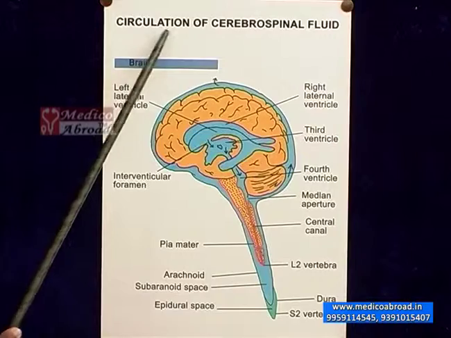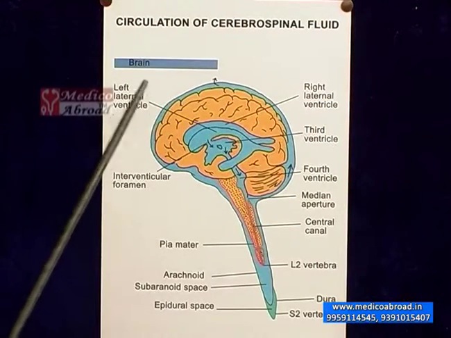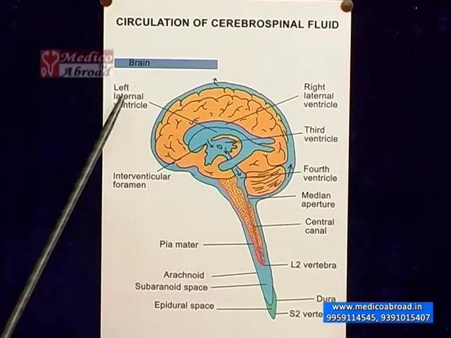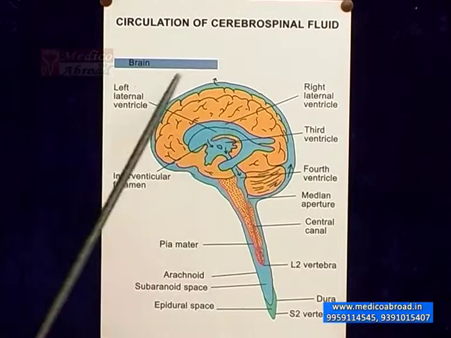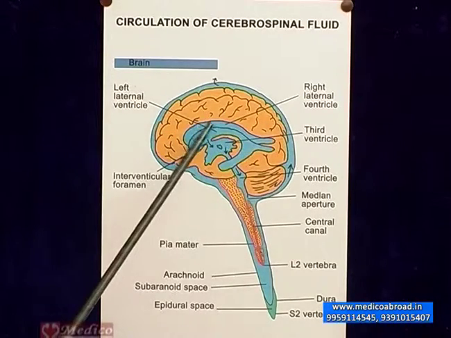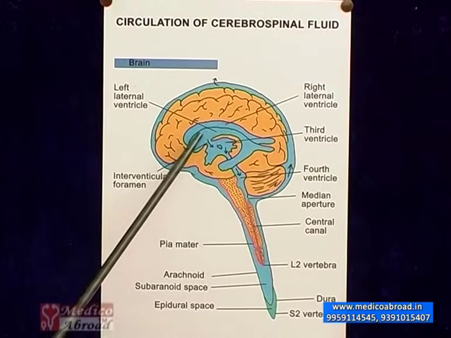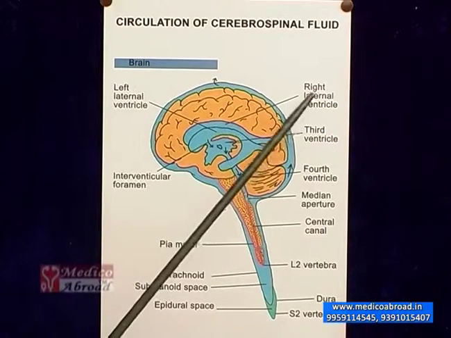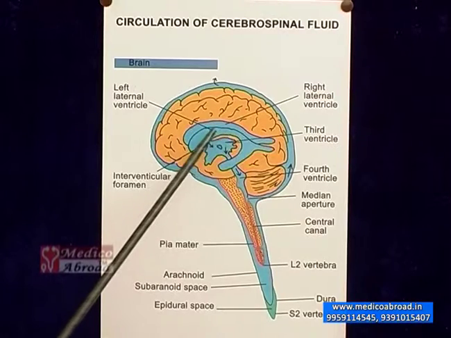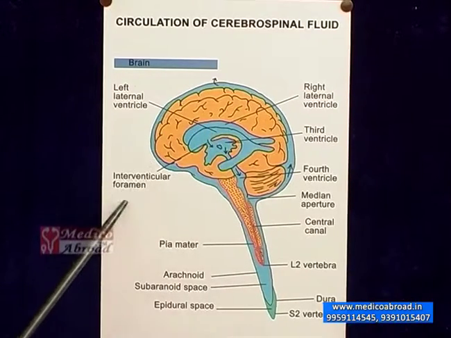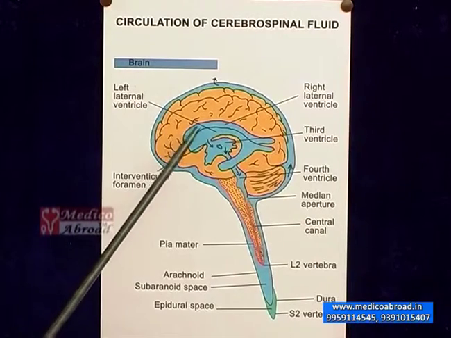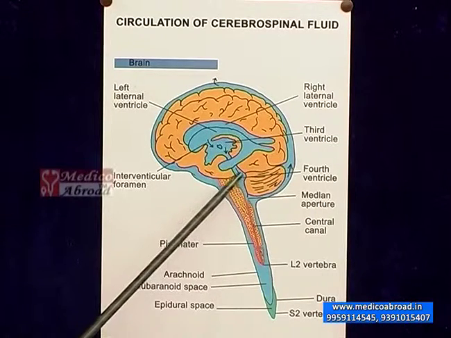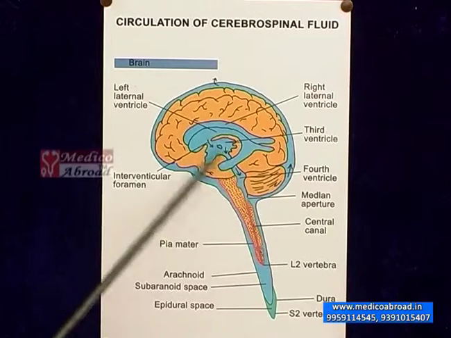This picture shows you the circulation of the cerebrospinal fluid. This is a lateral view of the brain and the spinal cord. The cerebrospinal fluid is actually produced in the lateral ventricles, the left and the right, which are lined inside by the choroid plexus. The site of production of the bulk of CSF is the choroid plexus of both lateral ventricles. From the lateral ventricles, it travels through the interventricular foramen of Monro into the third ventricle. From the third ventricle, CSF enters the fourth ventricle by the cerebral aqueduct, which connects the third and the fourth ventricles.